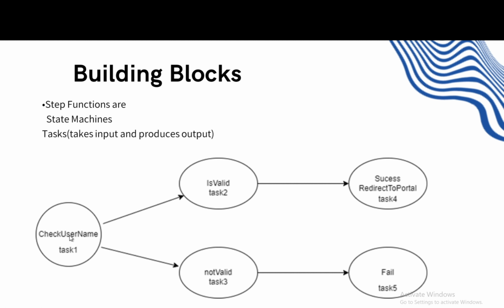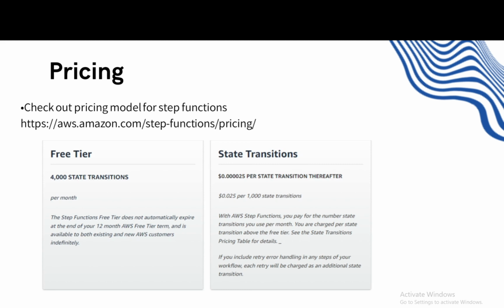So this whole example is nothing but our state machine. Okay. So these are tasks, that means a series of events. Check username is task number 1, is valid is task number 2, not valid is task number 3, then success, redirect to the portal, is task number 4, and fail, if it is not valid, is task number 5. And this whole architecture or workflow is called a state machine. So these are the building blocks of AWS Step Functions. Now the most important part: the pricing model of AWS Step Functions.